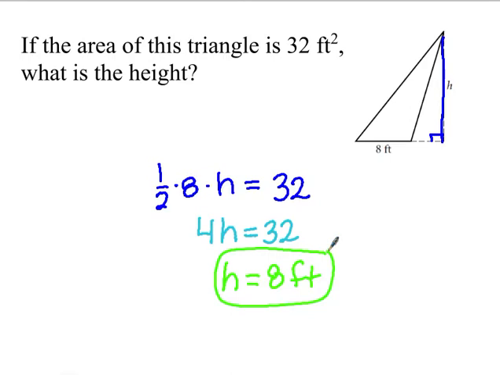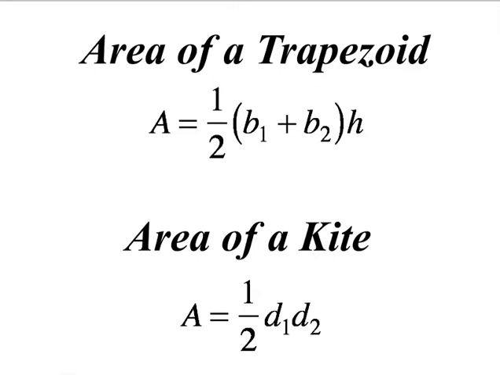Questions? Think you can handle that? Now we're going to learn about trapezoids and kites. The area of a trapezoid: if you remember, a trapezoid has how many parallel sides? 2. It has 1 pair. And the height is the perpendicular distance between those parallel sides. A kite. What can you tell me about a kite?